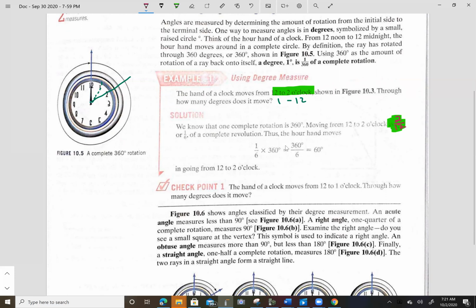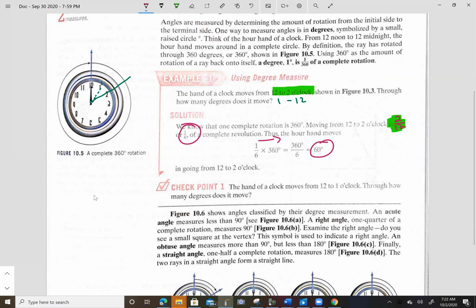And then they reduce when they're actually doing the math. I don't know why they needed to reduce it if we're just using calculators anyway, but they did reduce it to 1 over 6. 2 over 12 is the same as 1 over 6. And so they just multiplied that by 360. So 1 over 6 times 360 is the same as 360 divided by 6. So we get 60 degrees. So the clock moving from 12 o'clock to 2 o'clock is moving 60 degrees.